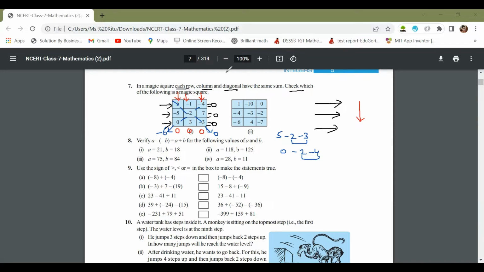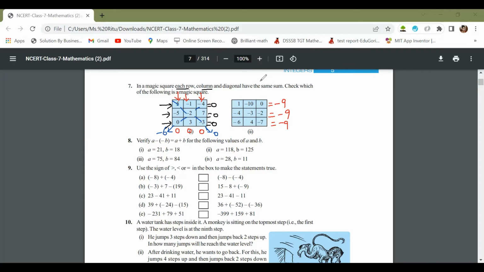Now let's move to the next part, the B part. In this B part, we'll check the rows first of all. First row, 1 minus 10 is minus 9. Minus 9 plus 0 is minus 9. Second row, minus 4 minus 3 is minus 7. Minus 7 minus 2 is minus 9. Third row, minus 6 plus 4 is minus 2. Minus 2 minus 7 is minus 9. You solve it and then check the answers.